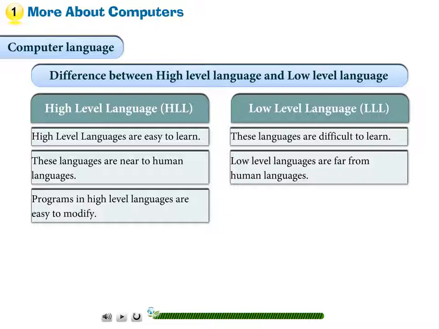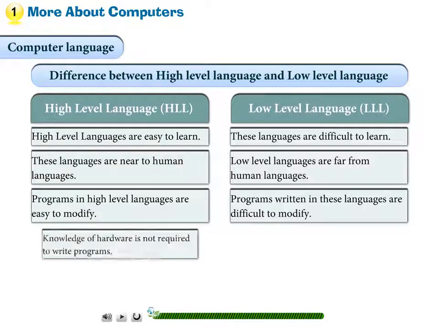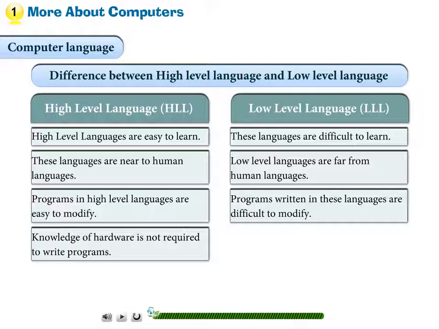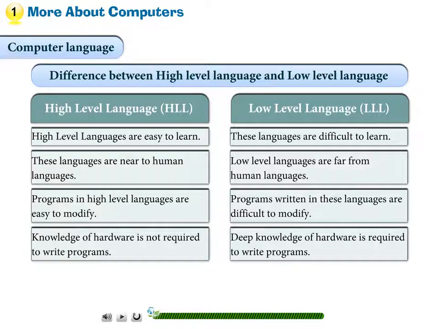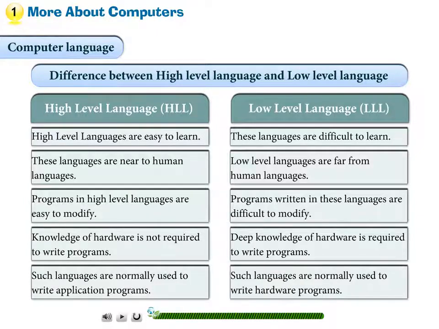Programs in high-level languages are easy to modify. Programs written in low-level languages are difficult to modify. Knowledge of hardware is not required to write programs in high-level languages. Deep knowledge of hardware is required to write programs in low-level languages. High-level languages are normally used to write application programs. Low-level languages are normally used to write hardware programs.